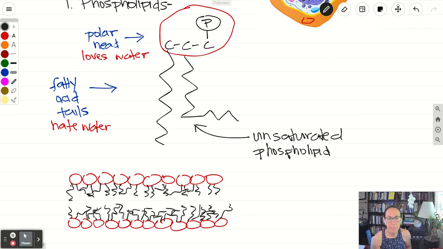So I'm going to say this unsaturated phospholipid allows for movement. Okay, and what that means is it's a liquid at room temperature.